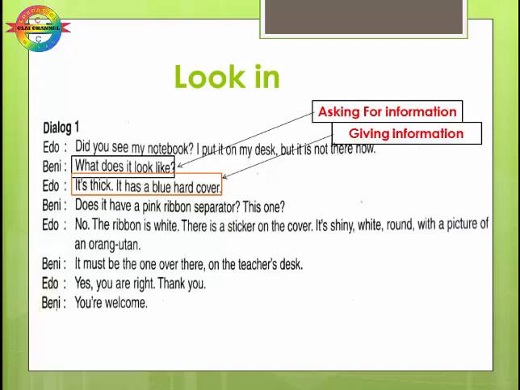Jadi kalau meminta informasi tentang benda atau sesuatu yang kita cari, atau kita mau membantu seseorang untuk mencari benda, kita bisa bertanya seperti apa. What does it look like? Lalu kita memberikan giving information. For example, this is how Edo lost his notebook.